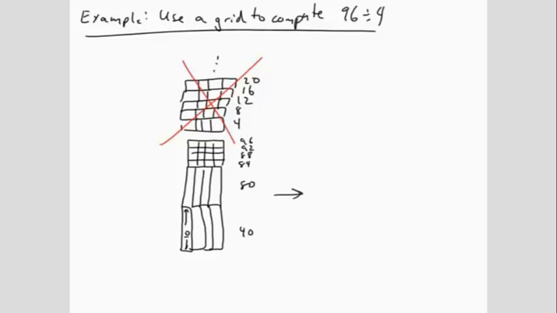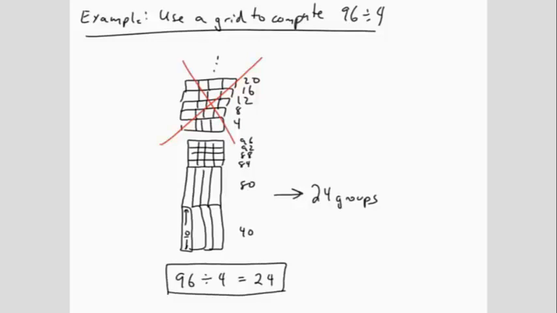How many total groups do we have? The bottom 2 large groups each represent 10, so 10 and 20, and then 4 more makes 24. So there are a total of 24 groups. This tells us that 96 divided by 4 is equal to 24.